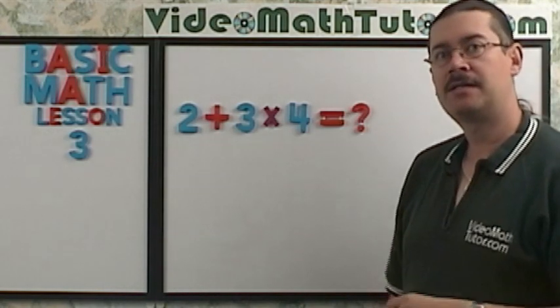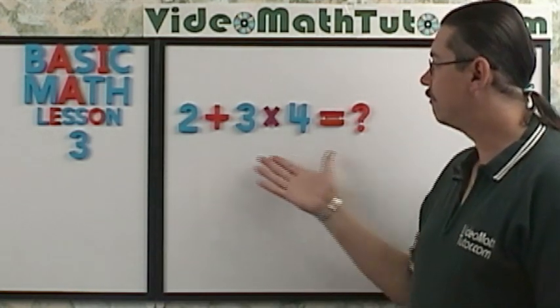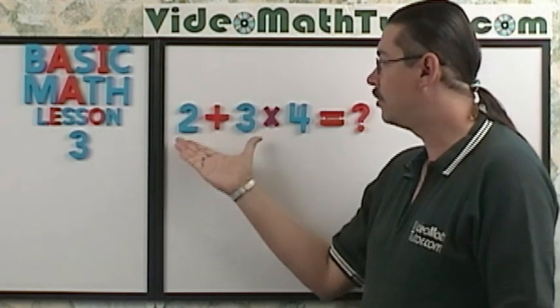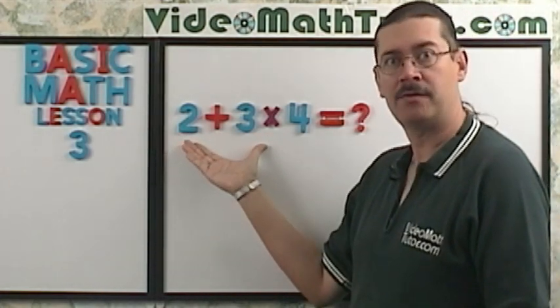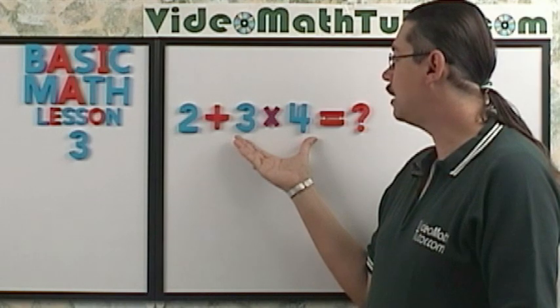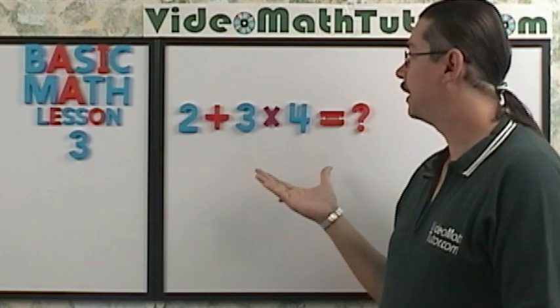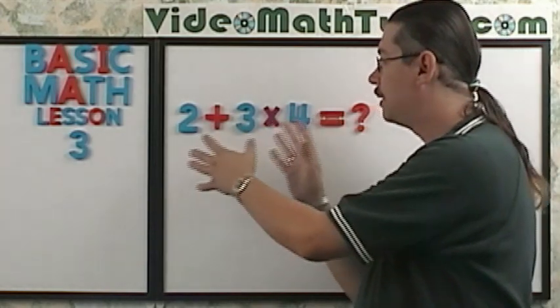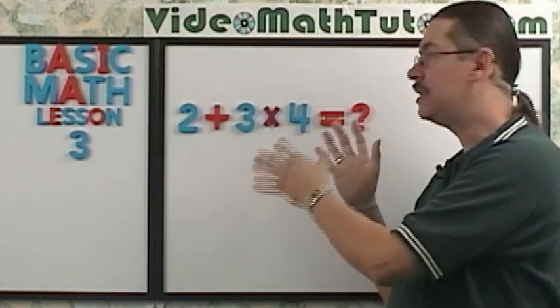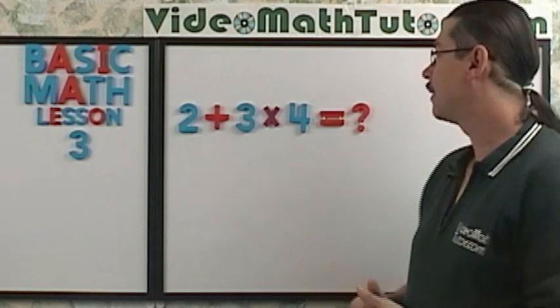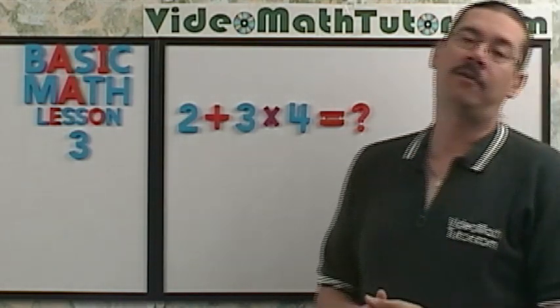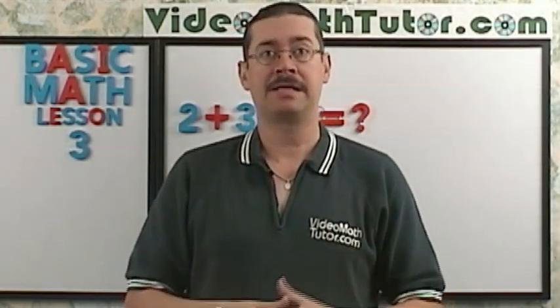Well, there's a little bit of a problem with this, because should we put the 2 and the 3 together? Should we add them up first? Or should we multiply the 3 and the 4 together first? So there's some ambiguity here unless we lay down some more rules. And these rules are called the order of operations, and that's what we're going to be covering next.